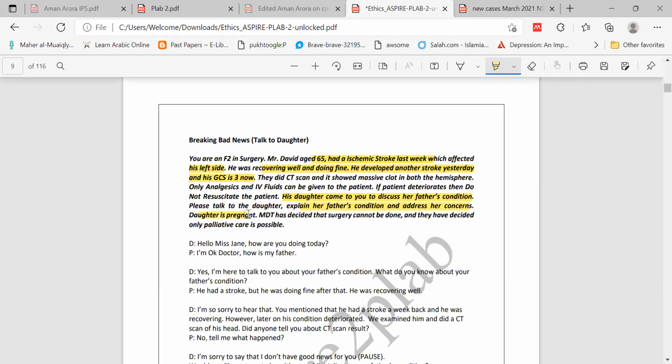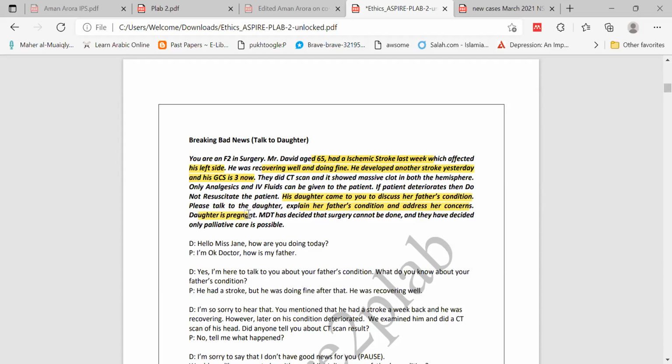Daughter is pregnant. Again, another clue for you to pay attention to. You have been informed that the daughter is pregnant. So don't pretend like she's not pregnant and you're asking, how are you doing? No, you know that the daughter is pregnant. MDT has decided surgery cannot be done and they have decided only palliative care is possible.